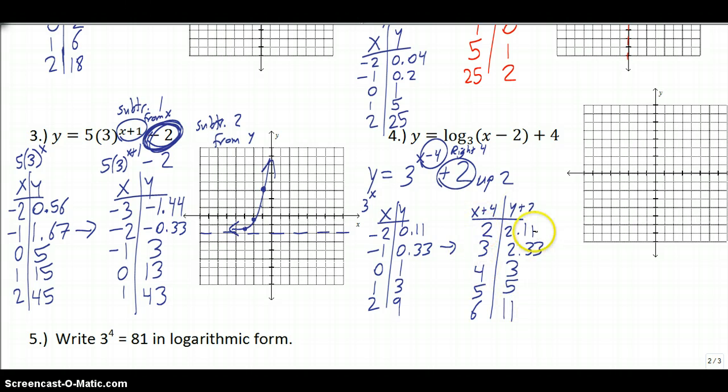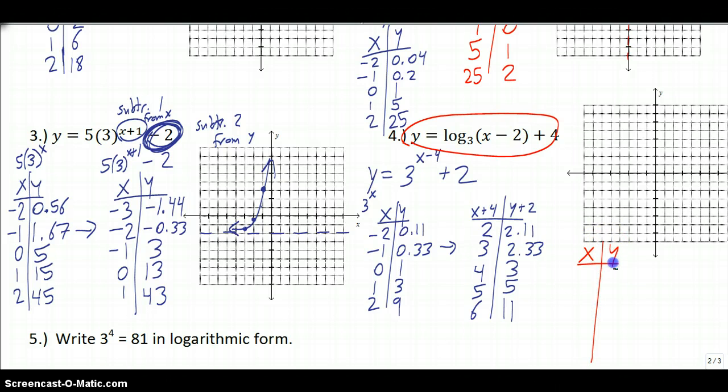But this isn't what we're graphing. This will be the t-table for this function, right? And that's not what I want. I want to graph this. So what do I have to do? Flip the x and y once again. So here we go.